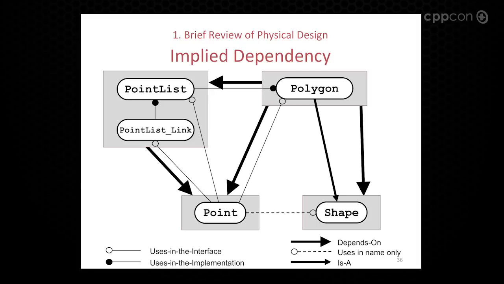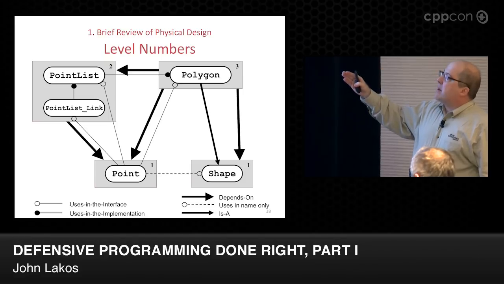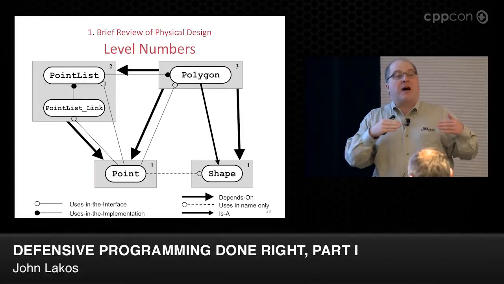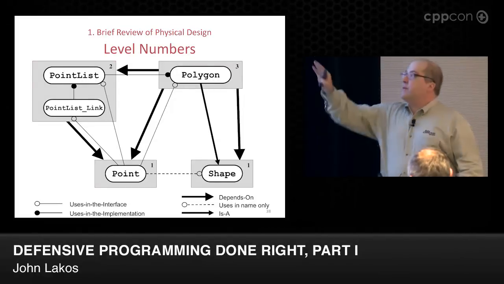Okay? And finally, once we have this, if we have an acyclic graph, then we can assign level numbers. Intuitively, things that don't depend on anything else are at level 1. Things that depend on level 1 things but nothing higher are at level 2. And if you look at polygon, polygon depends on something at level 2 and something at level 1. So it's at level 3, not because of 1 plus 2, but because 2 is the highest thing that it depends on. So I hope this is intuitive.